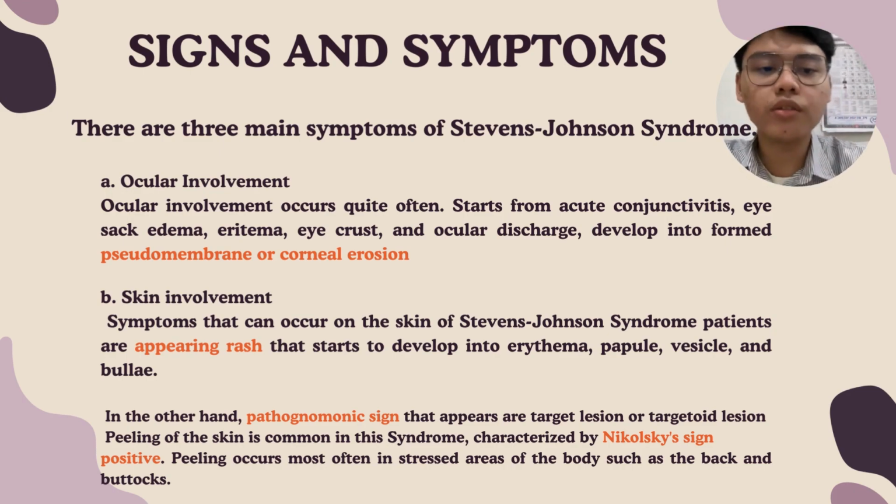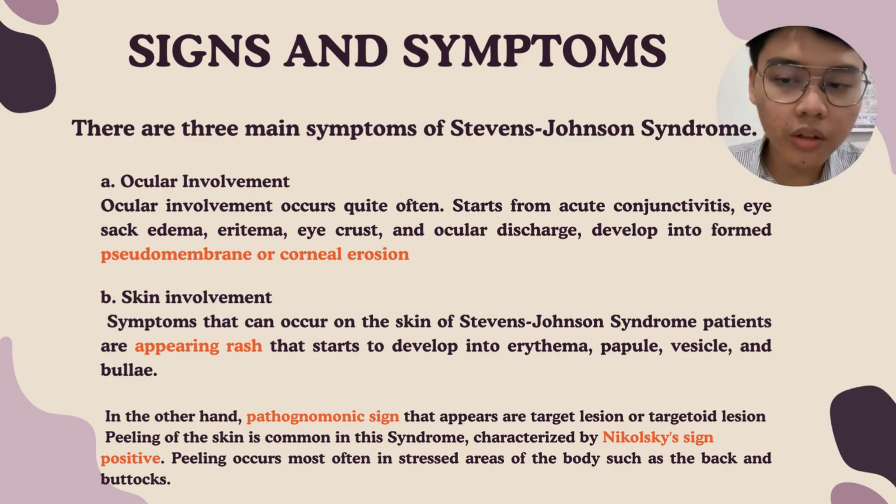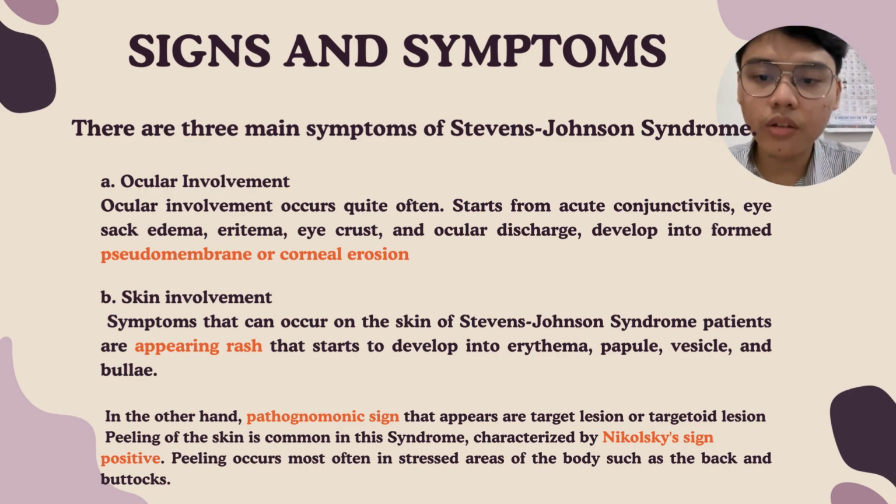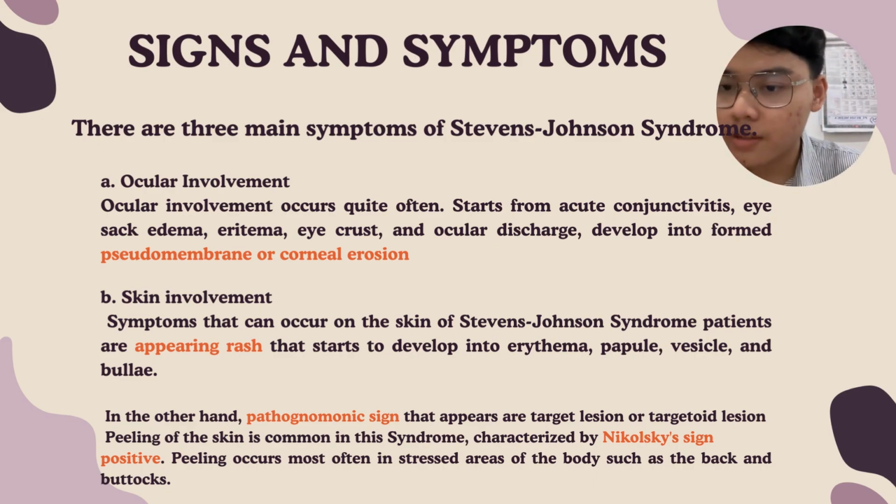Today I would like to continue with the signs and symptoms of Stevens-Johnson syndrome. There are 3 main symptoms of Stevens-Johnson syndrome. The first one is ocular involvement. Ocular involvement occurs quite often. It starts from acute conjunctivitis, erythema, eye crust, and ocular discharge, and develops into pseudomembrane formation or corneal erosion. In severe cases, ocular involvement can develop into cicatrizing lesions, symblepharon, fornix shortening, and corneal ulceration.